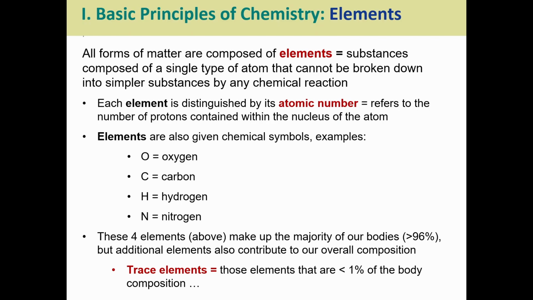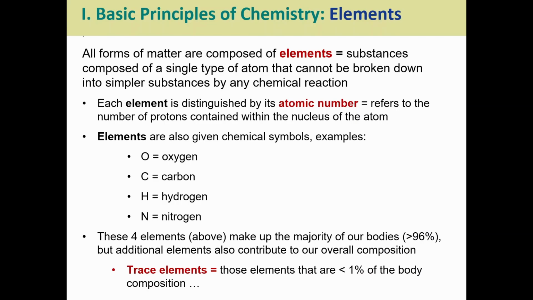Now all forms of matter are composed of elements. Elements are just substances that are made of a single type of atom. And the big thing is that we cannot break an element down by chemical means any further. So it's the simplest you can get using chemical means. You can certainly get smaller if you go into physics. However, we are not doing that, right? So we're just talking about the chemical means of breaking something down, the simplest chemical thing we can have, and that's going to be an element made up of atoms.